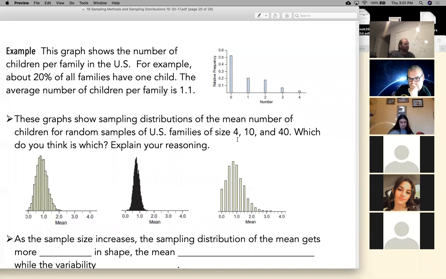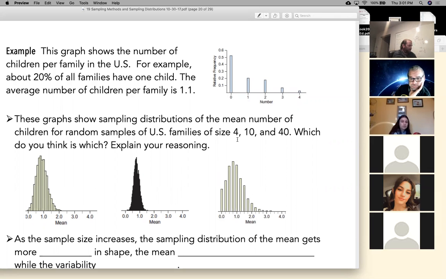Which of these 3 do you think comes from a sample size of 4, which from a sample size of 10, and which from a sample size of 40? C, A, and B. Which one is which? C is the bar graph. Which of them is 4? Which is 10? Which is 40? The middle one's 40. The first one is 10, and the last one is 4.